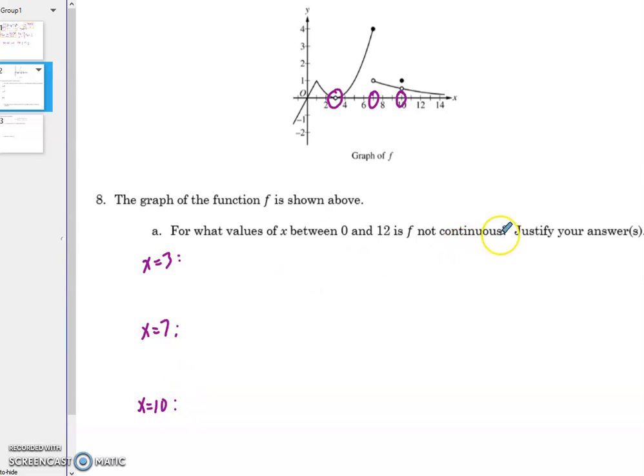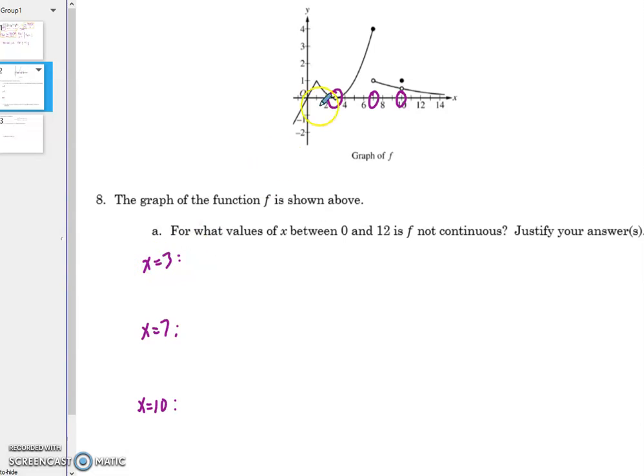But then it says justify your answers. So you have to know why it's not continuous. And if you remember, for continuity, there were 3 requirements. 1, that the limit at that point exists. 2, that the function is defined at that point. And 3, that the limit and the function definition are the same.